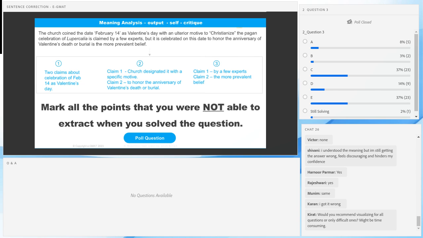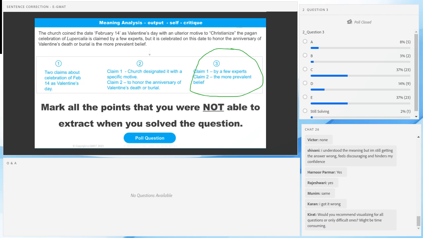Mark whether you understood the meaning. You look at the solution, and then you critique: were you able to get all the aspects? If you were able to get all the aspects, well and good. If you missed even a single aspect, and a number of you would have missed this aspect here, who is claim 1 by and who is claim 2 by, then that's a big ding.